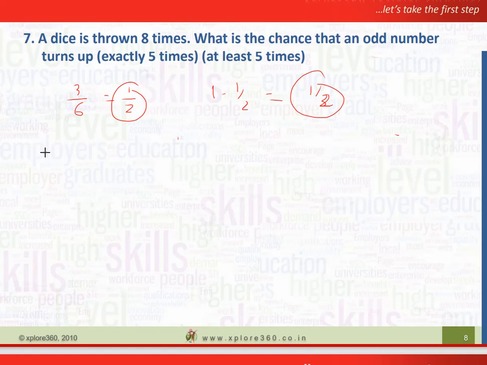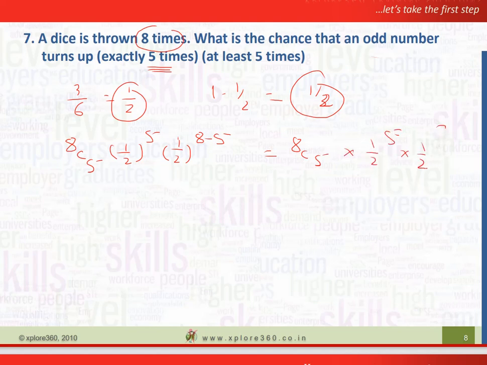So the binomial theorem says: 8 times he has thrown and exactly 5 times you have to get that. So 8C5, 1 by 2, half chance of getting the correct answer, to the power 5, and half chance of the wrong one, 8 minus 5. So 8C5 into 1 by 2 to the power 5 into 1 by 2 to the power 3. Now do the calculation, you get the answer.